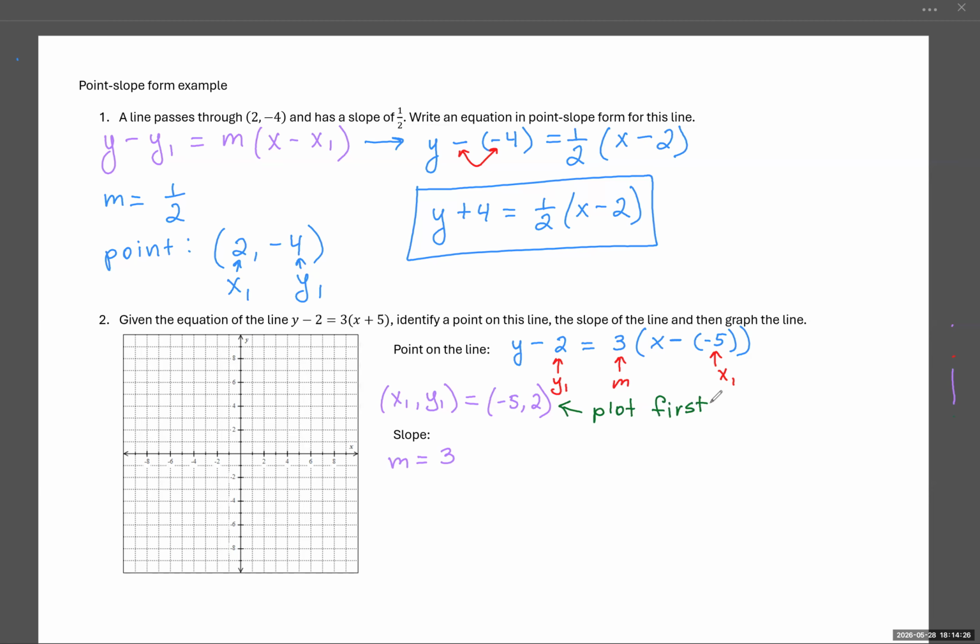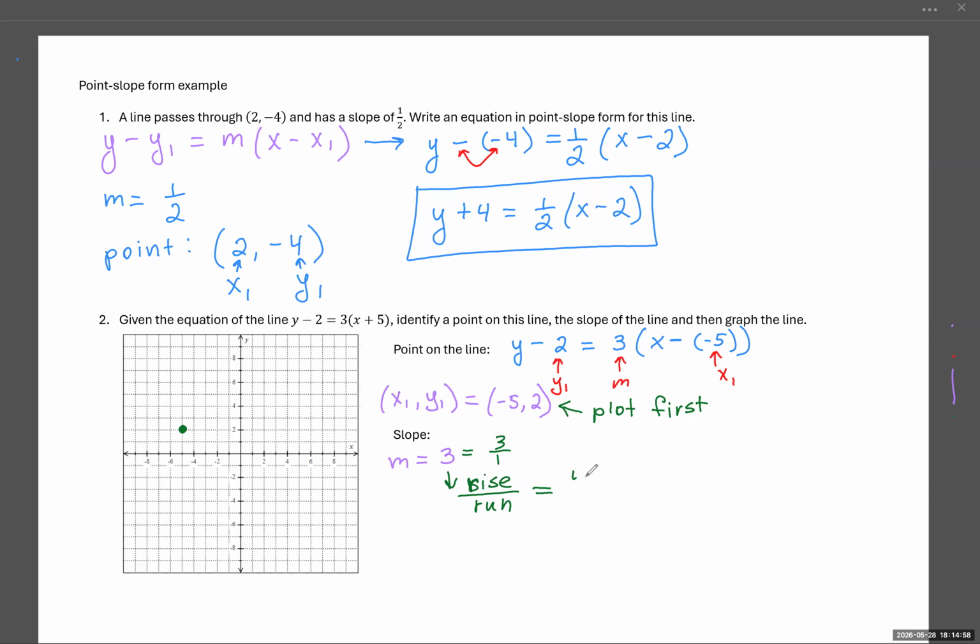So our point is -5 on the x and 2 on the y. That's right here. After you've plotted the point, then you can use the slope and the graphical representation of slope. The graphical representation is rise over run. For us, it's 3 over 1. So 3 can be written as 3 over 1.